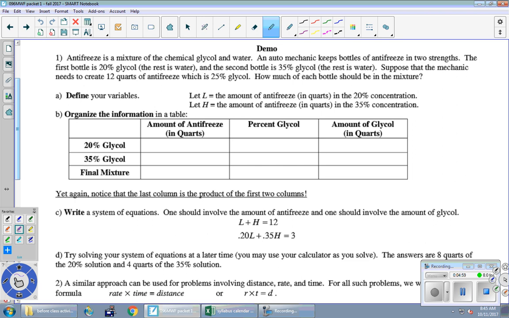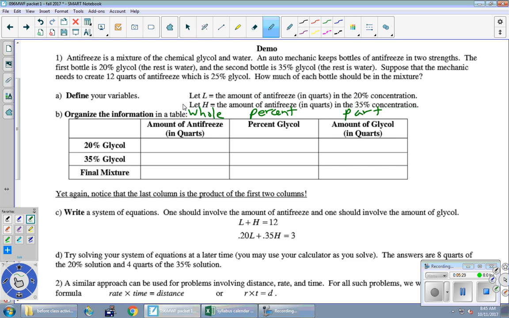H for high, the amount of antifreeze in quarts in the 35% concentration. Let's start filling in. I'm going to point out one thing that I didn't write here: this column is going to be the whole. This column right here is the percent. And this column over here is the part. That's going to be the order for all of these whole and part problems. The whole goes first, then the percent, and then the part that we're focused on.